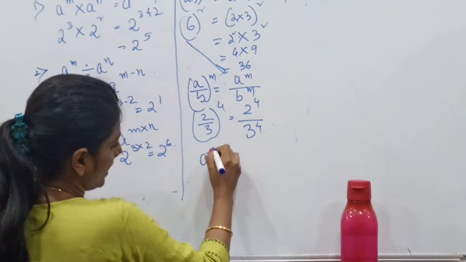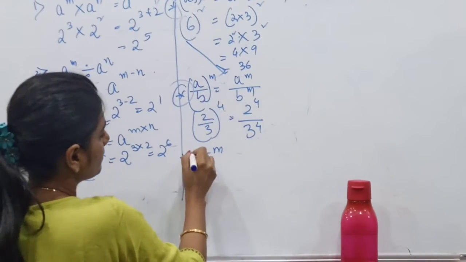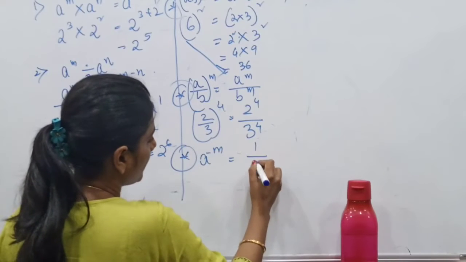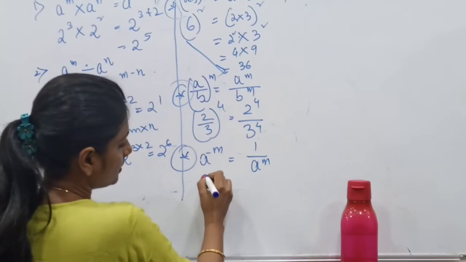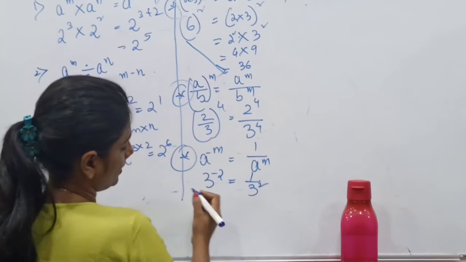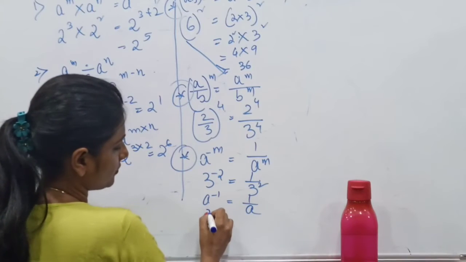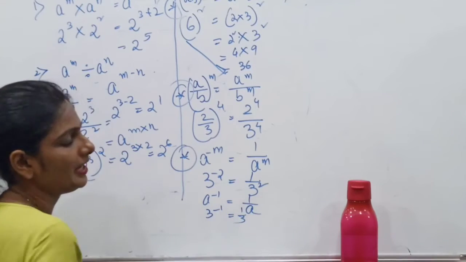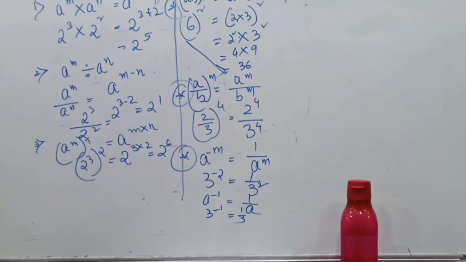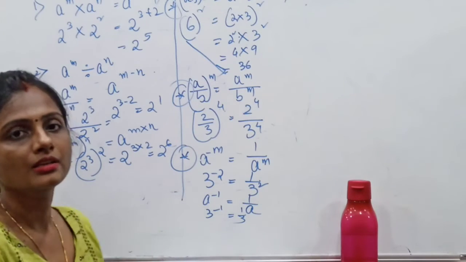Now another rule is a to the power minus m. So it becomes 1 by a to the power m. Suppose 3 to the power minus 2, it becomes 1 by 3 square. If it is minus 1, then it becomes 1 by a. That is, 3 to the power minus 1 is 1 by 3, the reciprocal of it. These were the rules regarding indices.